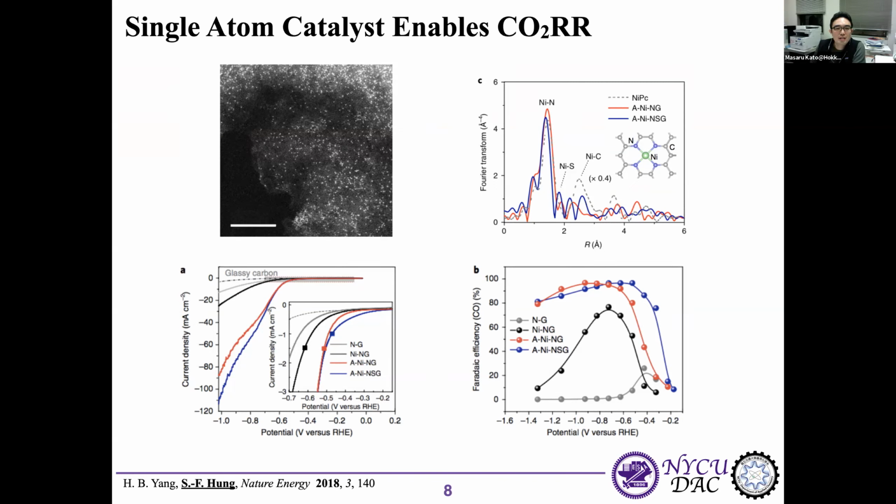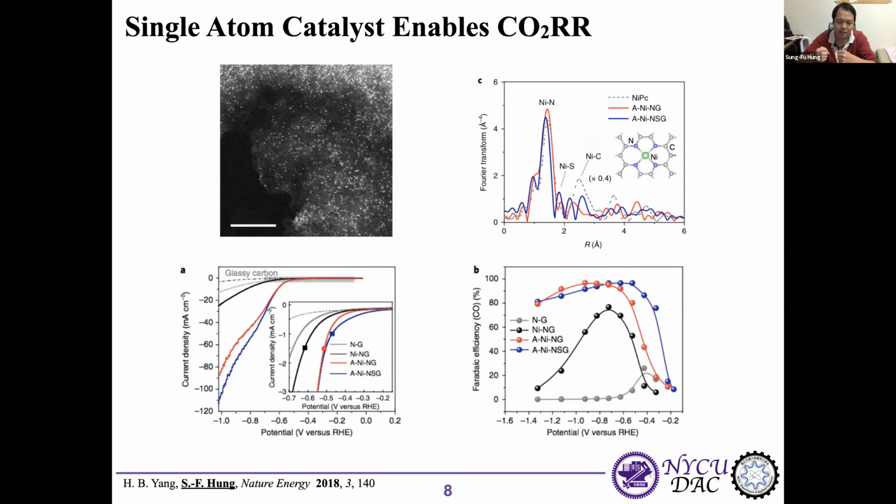Do you have any idea? The drawing shows that ideally the coordination number would be 4, but you got a higher number. Do you have any idea why? I think because we synthesize the single atom catalyst by pyrolysis and put the materials into a very, very high temperature environment. So we can tune the precursor amount to tune the coordination number.